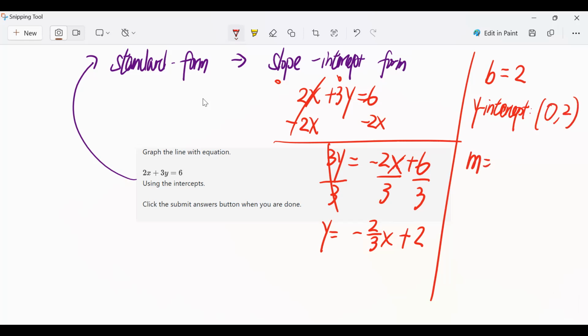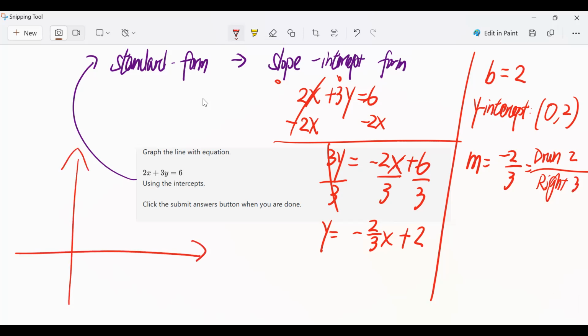And then based on the slope, it's negative 2/3. So put the negative sign on top, in the numerator. You can put it in the denominator, but usually it's easier if you put it in the numerator. So here negative 2 means go down 2 units, and then go to the right 3 units.